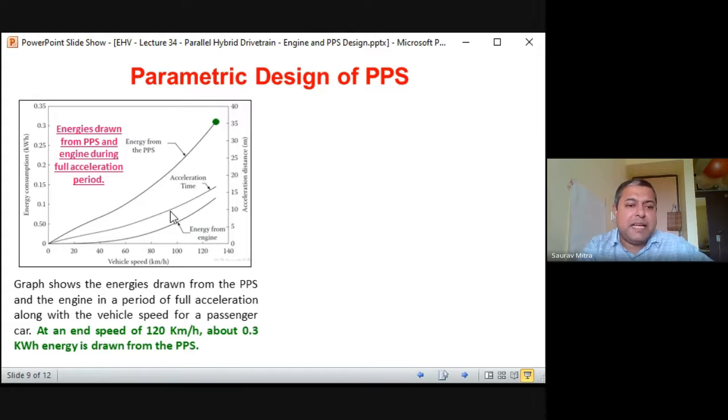We are finding that acceleration time and distance are increasing. That is evident. As time goes by, more acceleration is being done to the vehicle, and for that acceleration, the main power is being supplied by the PPS. What is the maximum PPS is supplying? 0.3 kilowatt hour of energy is drawn from the PPS. Not power, I'm sorry, it is energy. So PPS energy is highest, 0.3 kilowatt hour.